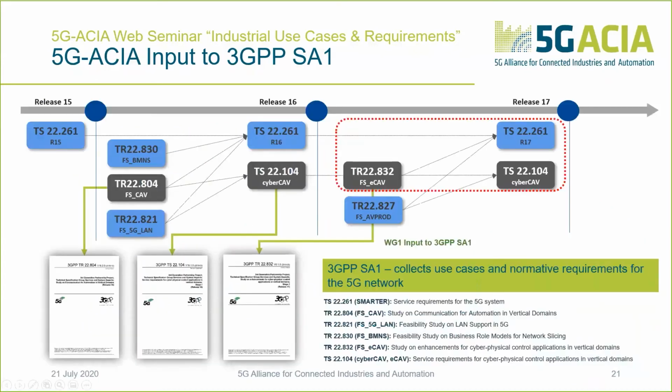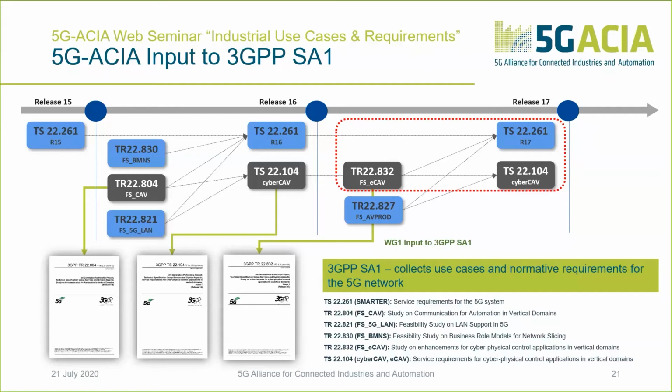Here you see our achievements within 3GPP SA1. The focus of the 5G-ACIA Working Group 1 is on the CAF topics, communication for automation in vertical domains, and related topics. The figure illustrates the target documents of the contributions. The black 3GPP documents in the middle are the very CAF documents. Siemens is here the rapporteur of these documents.